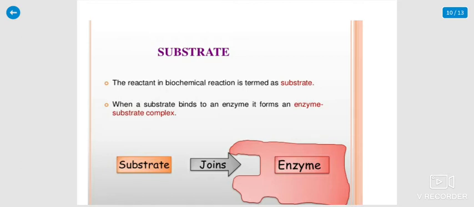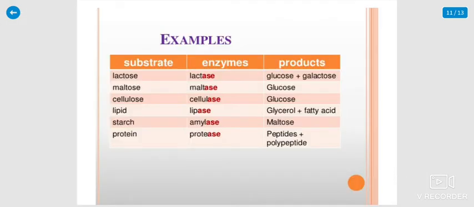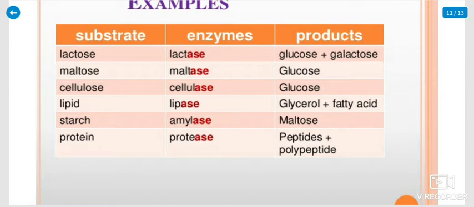Actually, the reactant in a biochemical reaction is termed as substrate. When a substrate binds to an enzyme, it forms an enzyme substrate complex. The pictures clearly explain substrates given to join. Coming to the answer, it is enzyme. So you must know substrate is a joining of the compound. And examples of the enzymes: substrate, enzymes, and product. So you have to join together substrate as well as enzymes. With enzymes, the product is a good product. Substrate without enzymes, the product is an unknown product.